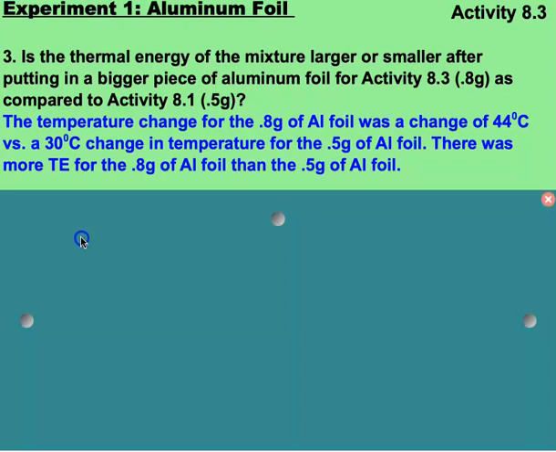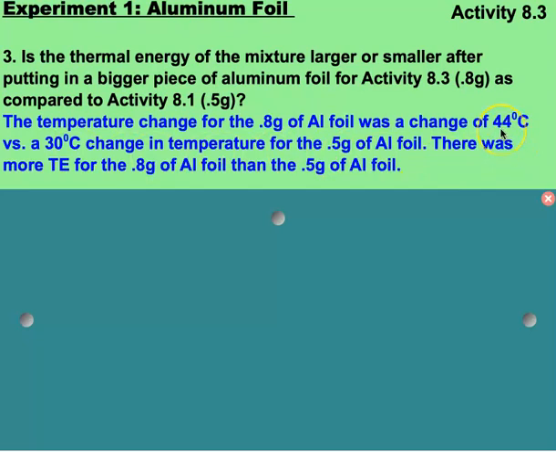Now your answer is going to be different based on the video that you heard this year. This was based on actual evidence from another time ago. So your numbers will be different. Don't copy these down. Use the ones that you saw in the video. The first time I did it, I got a 44 degree temperature change versus a 30 degree temperature change. Again, use your data, not this data.